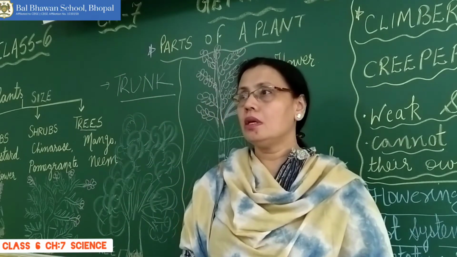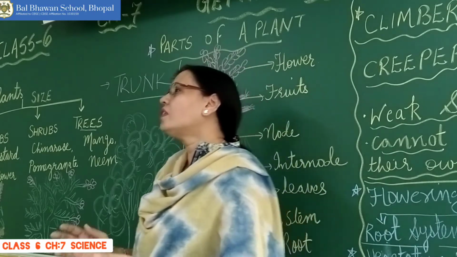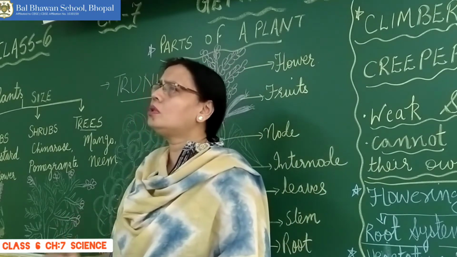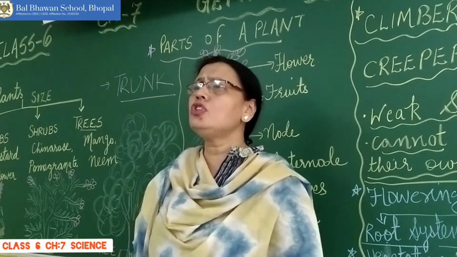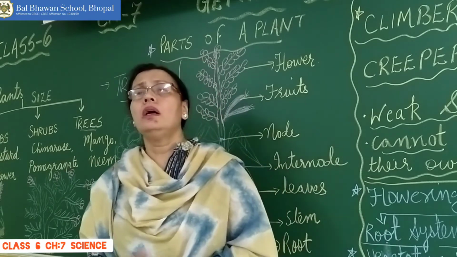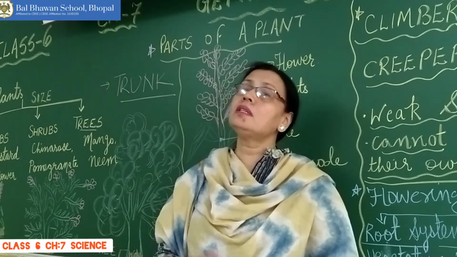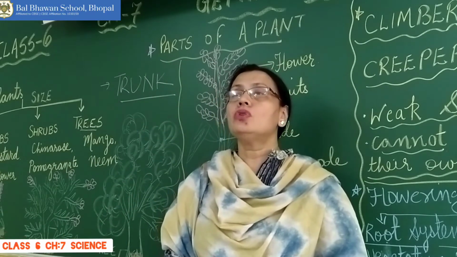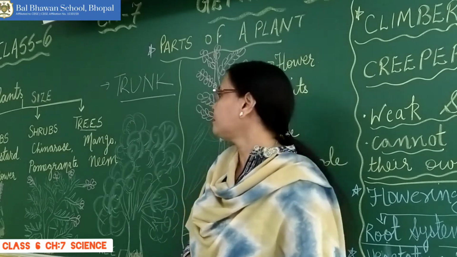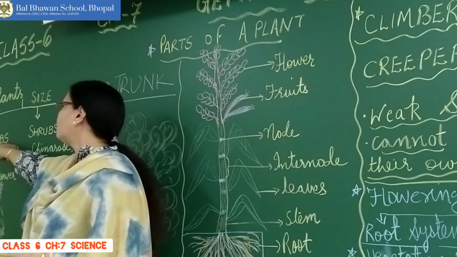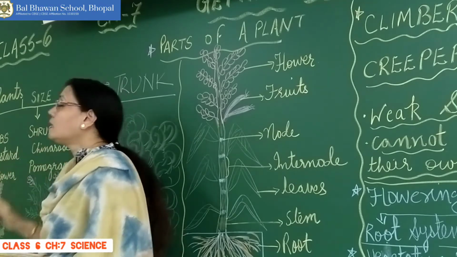So today, children, we are going to start with the topic of how plants are classified on the basis of size. Now, you all have come across plants which have various sizes. Some of them are very short, some of them have middle size, and then some of them are very tall. So, depending upon that, we have classified plants into three categories: herbs, shrubs, and trees.